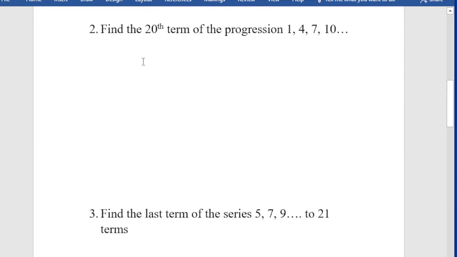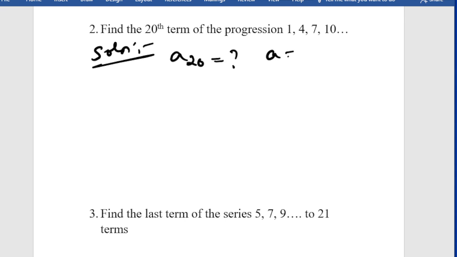Similarly, the next one: find the 20th term of the progression. What is the 20th term in the given progression? This is very simple. As we did before, we need to find what is A20.